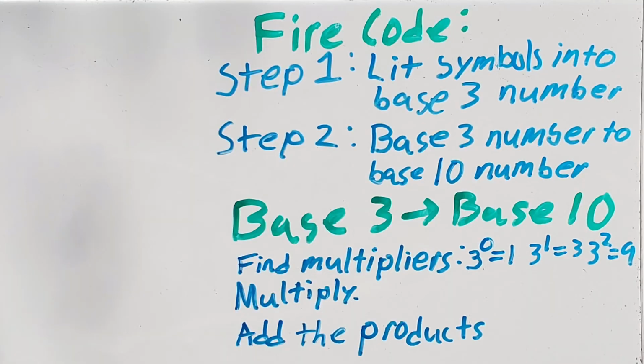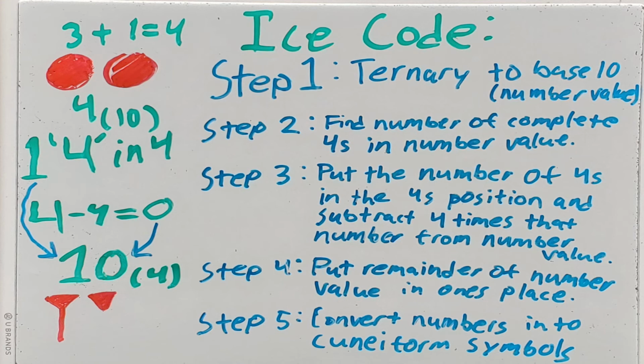Now we can finally get to the process you will need to perform in-game. The fire staff is as simple as converting the ternary symbols into a base 10 number. All you have to do is change the symbols into the corresponding base 3 numbers, multiply by the multipliers, and add all the column values together. Very easy.